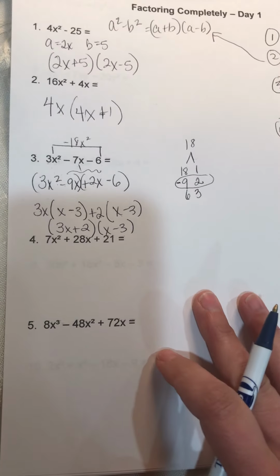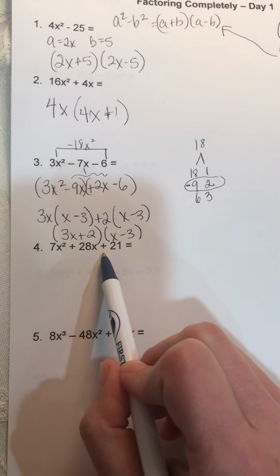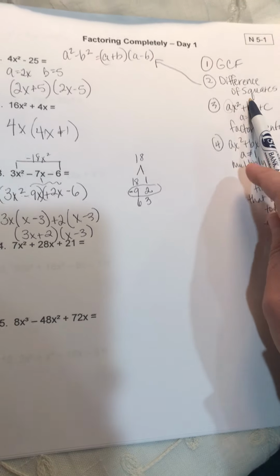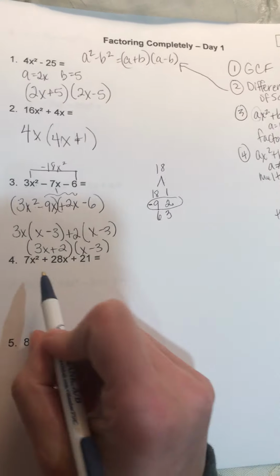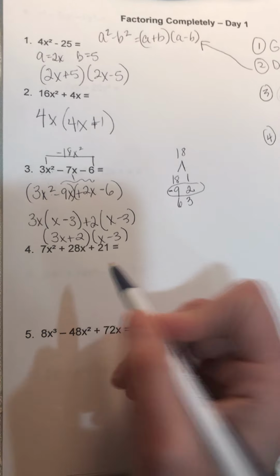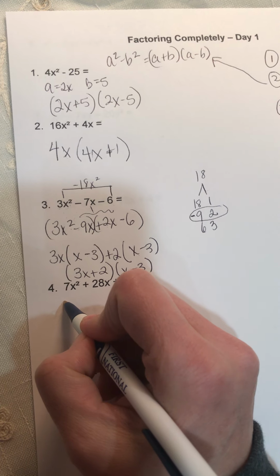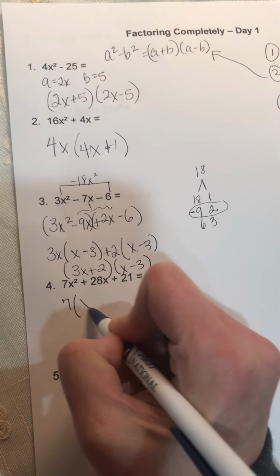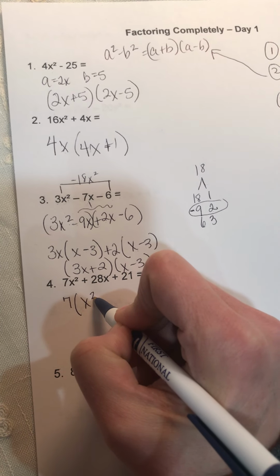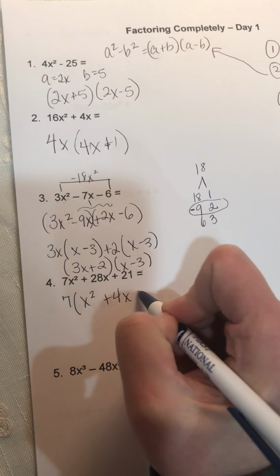Okay, let's look at number 4. So back to our steps. Greatest common factor. Do they have anything in common? They do. They're all multiples of 7, right? So take a 7 out. You're going to be left with x squared plus 4x plus 3.